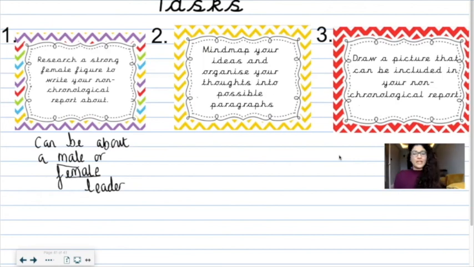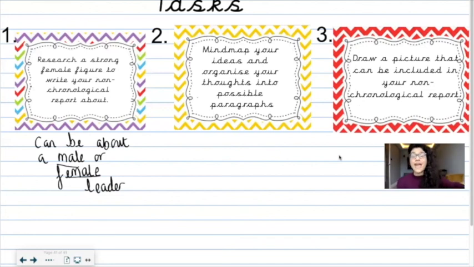And then last but not least, task number 3 is to draw a picture that can be included in your non-chronological report. If you don't want to draw the picture, I will let you print a picture out. If you don't have access to a printer, then you are drawing a picture. If you do have access to a printer and you would like to draw the picture, then you are more than welcome to. I would like to see some artistic flair in your English work for this task. So try your best. So enjoy your 3 tasks, Williams class.